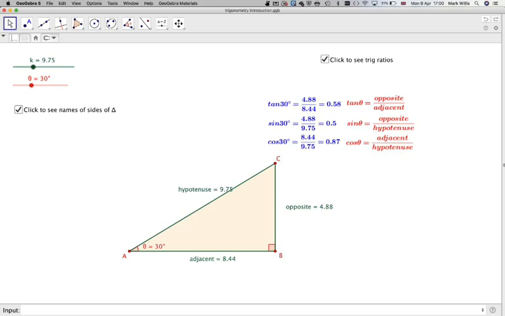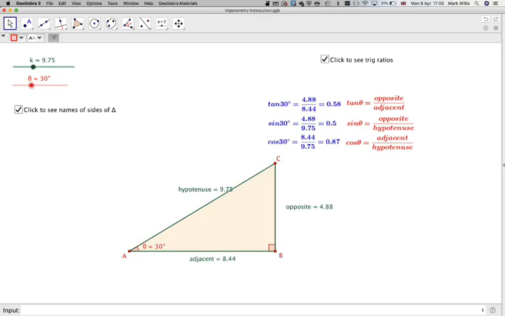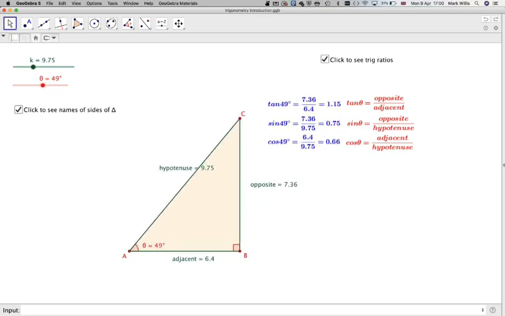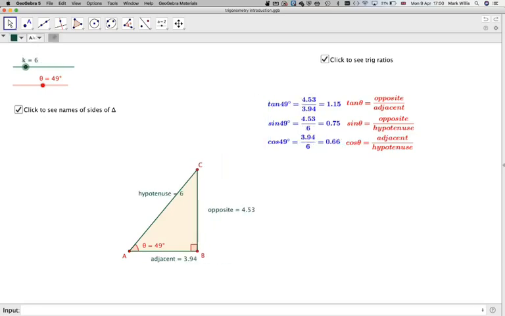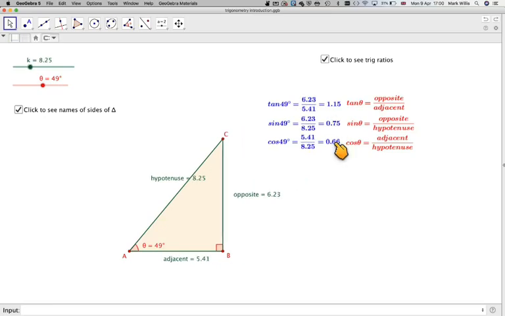Now, if we change the angle, which we can do, let's change the angle to something like 49. Even if we change the size of the triangle, these values change from 30, but these are the ratios for 49. And again, your calculator can store the values.